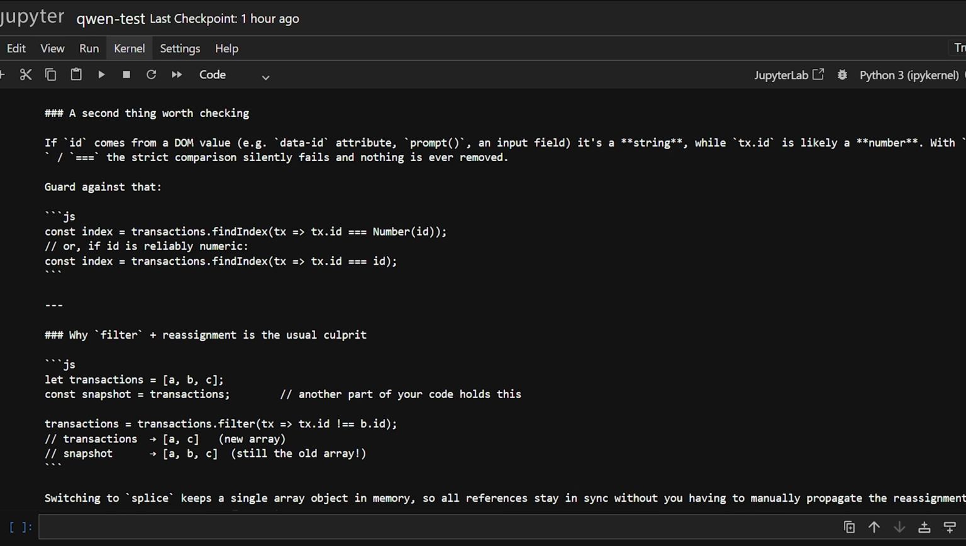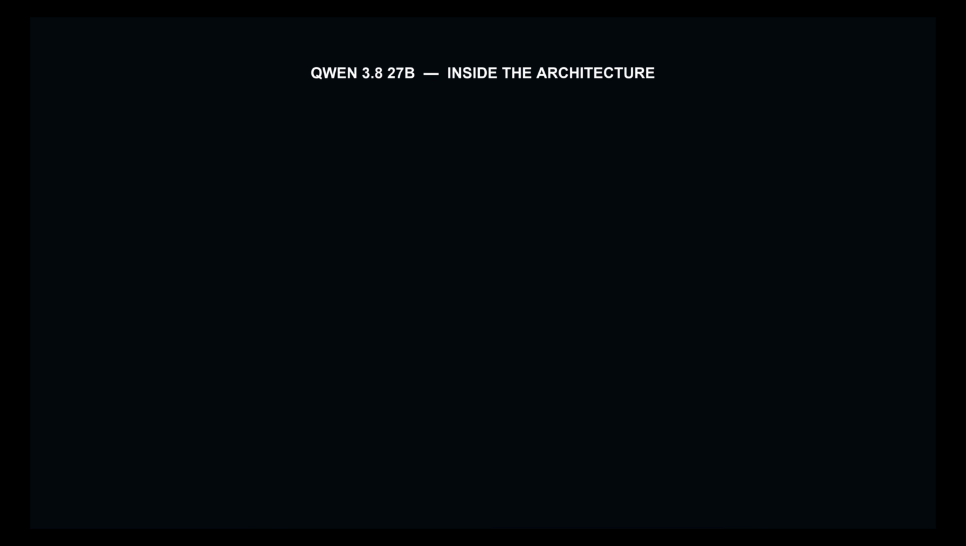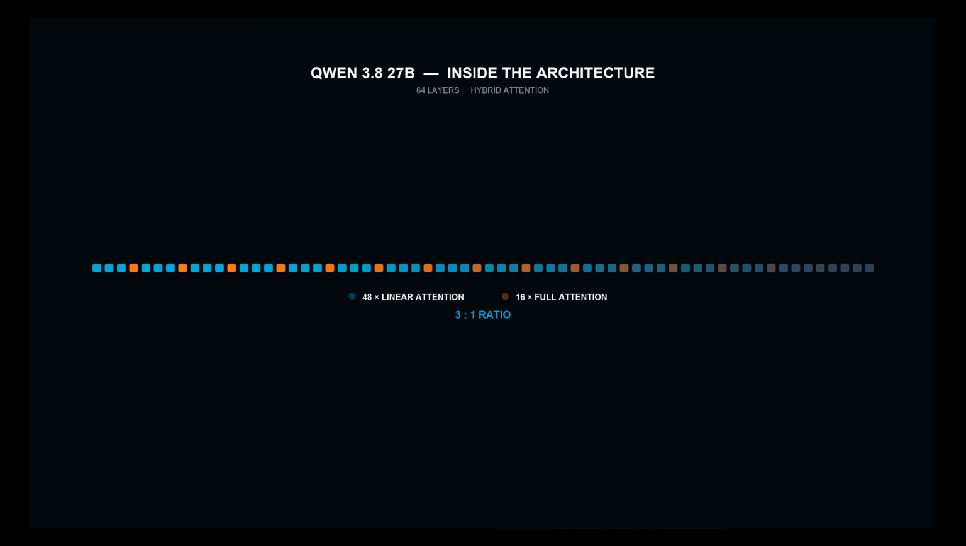Now, before I wrap up, let me quickly touch on the architecture because it explains why this model behaves the way it does on your hardware. This model has 64 layers. Only 16 of them run standard attention, the kind that stores a key and value for every token and looks back at the full conversation. The other 48 layers run gated delta-net, which is a form of linear attention.